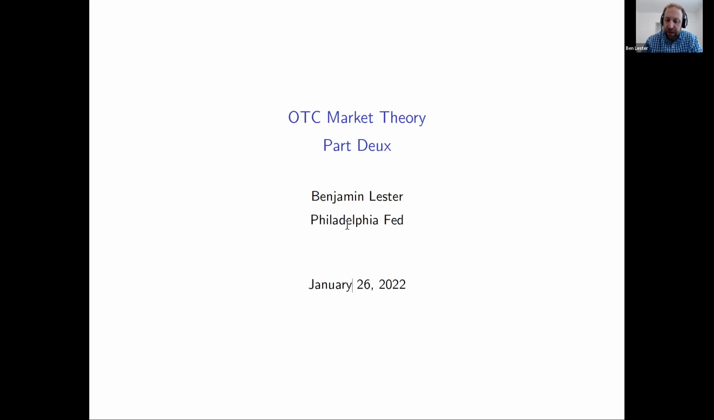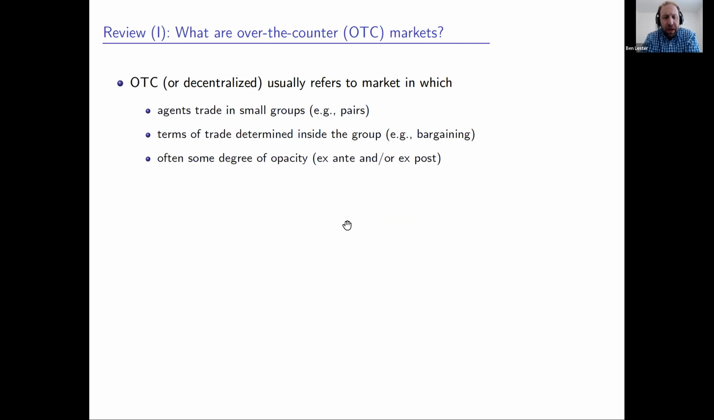So this is the second lecture. Let me just start with this. This is definitely repeating something from last week, but sometimes these things are worth repeating. So let's start with just what do we mean when we talk about over-the-counter or decentralized asset markets. If you ask people, various people will have different definitions. So I try here to list some attributes of markets that we typically characterize as over-the-counter, or OTC.